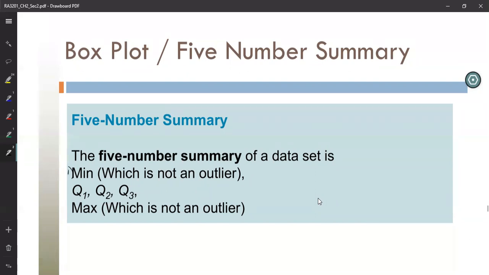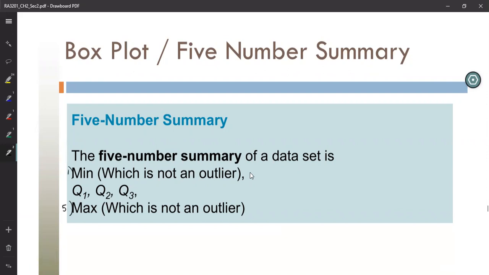Q1, Q2, and Q3, the quartiles. And then the last one, the maximum, which is not an outlier. Okay, so I have to be careful. They are not the exact minimum and maximum. The minimum and the maximum which are not outliers, and then the quartiles.